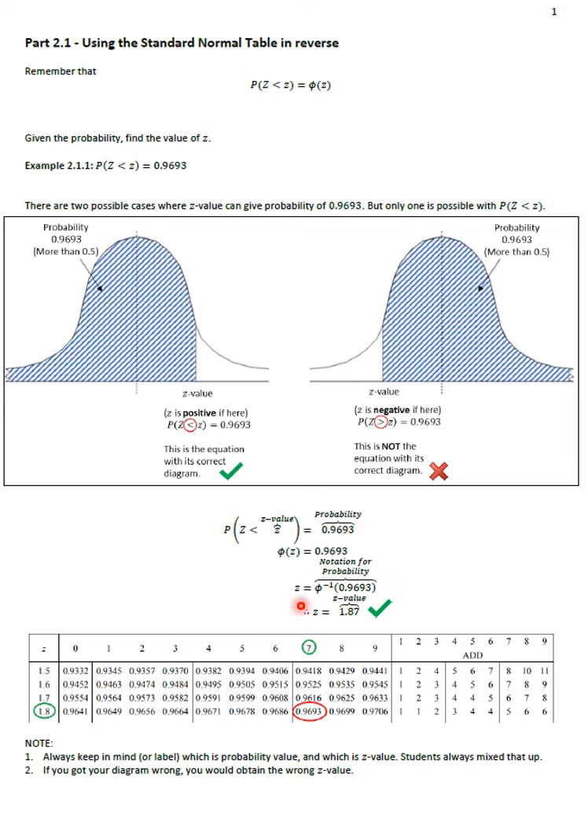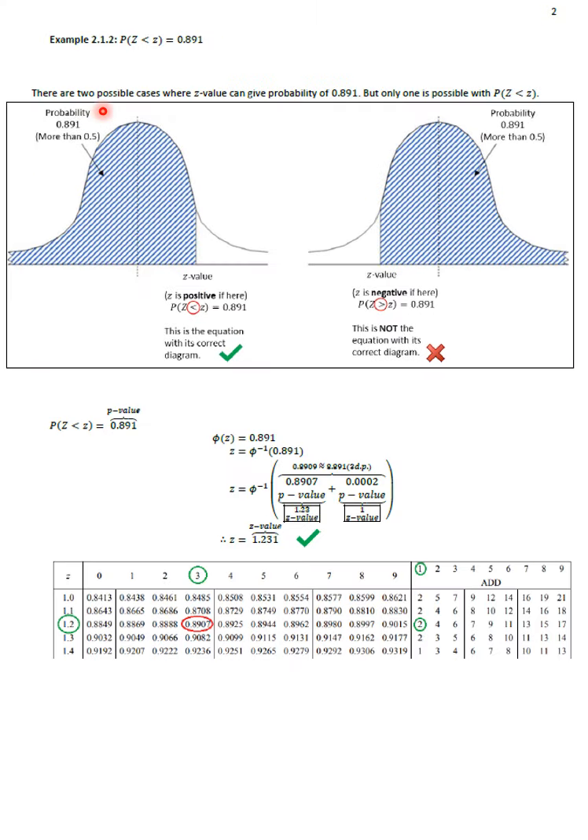So how do you find your z value then? You look at your z table and search for 0.9693. Instead of searching at the z part, now we look at the main area here. Search for 0.9693, which is the probability, and then find the corresponding z value, which is 1.87. So that's it. I'm going to skip explaining the second example to save time and to save data.